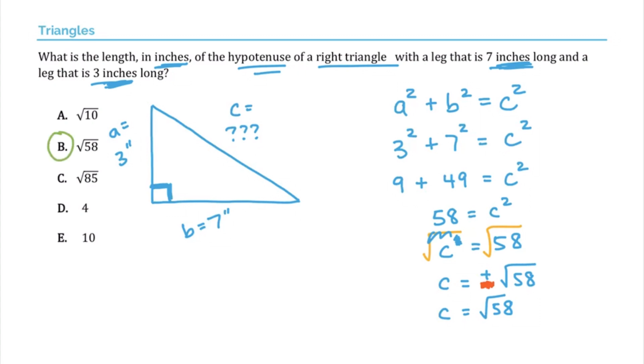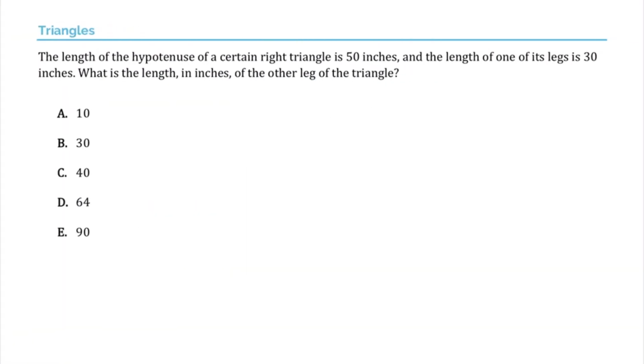And again, you can only use the Pythagorean theorem here when you have a right triangle. The biggest mistake students make is when a question does not say that there's a 90-degree angle, it does not say that it's a right triangle, and students try to solve using the Pythagorean theorem. You cannot do that. The Pythagorean theorem is only for right triangles. Let's do another one with the Pythagorean theorem.